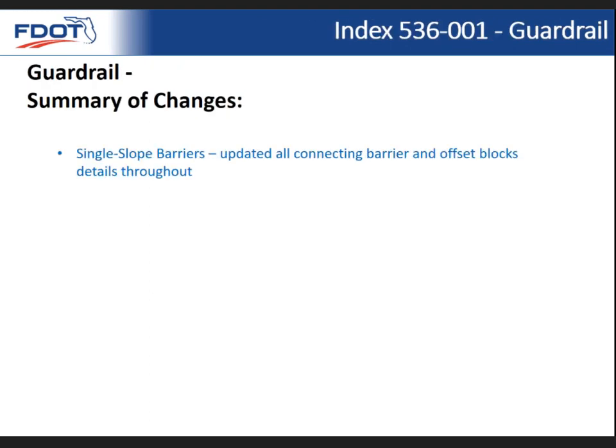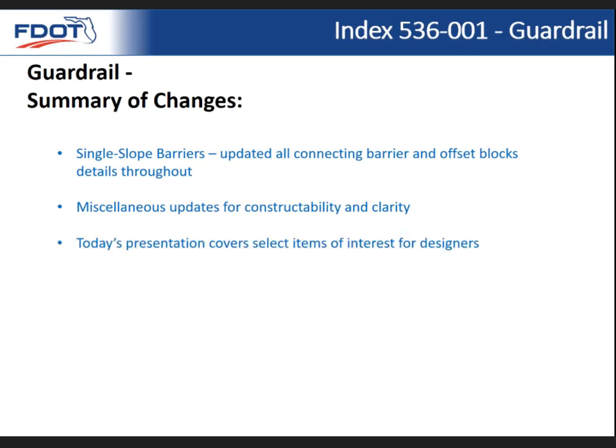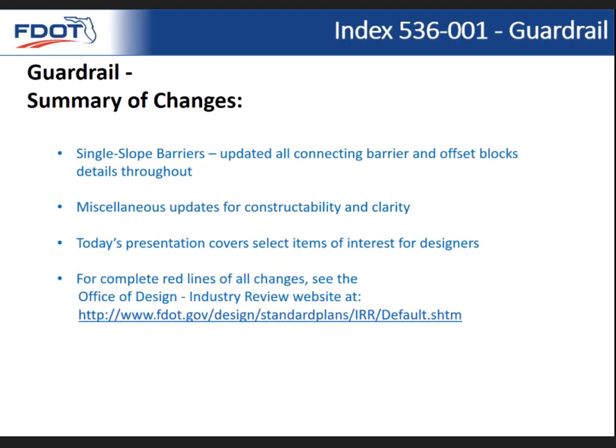We did make some changes for single slope barriers. Basically, the barrier itself, as it connects to guardrail, and the offset blocks have changed. We've got some miscellaneous updates for constructability and clarity. Today's presentation covers items of interest for designers, and that's true of all the future indexes we're going to talk about. We have made lots of little miscellaneous changes and improvements for the clarity of what contractors are doing in the field, but today we're just going to focus on the things for designers.